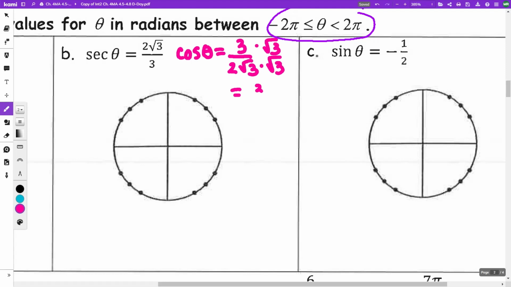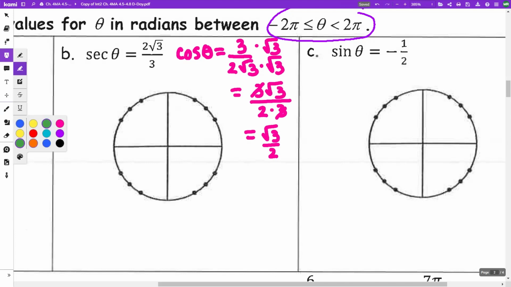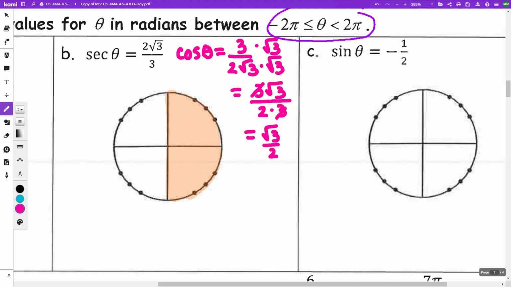When I do, I'm going to get 3 root 3 over 2 times 3. I apologize, 2 times 3. So it's really 3 root 3 over 6, or this 3 and 3 can cancel out. So I really want to know, where is my cosine root 3 over 2? Now my cosine is positive in these 2 quadrants. That's where my cosine is positive. So instead of thinking about the angle that gives me a secant equal to 2 root 3, I'm going to think of the angle, which is the same angle, that gives me a cosine equal to root 3 halves.